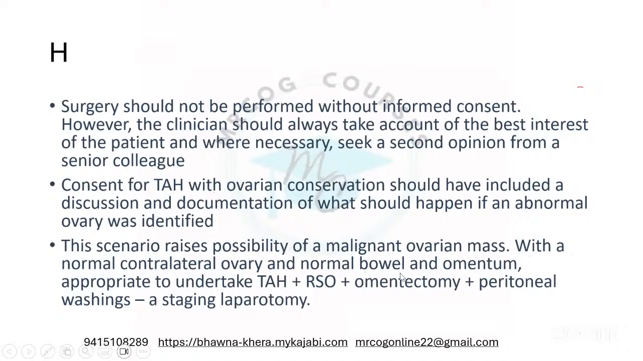This scenario raises the possibility of a malignant ovarian mass with a normal contralateral ovary and a normal bowel and omentum. It is appropriate to undertake the TH with right salpingo-oophorectomy with omentectomy, which can be done with the peritoneal washings, and a type of staging laparotomy can be done. Because this is a young patient, many times you may expect that the complex cyst is not malignant, maybe something like a dermoid, so we will need the washings. So that is why the correct answer here is H.